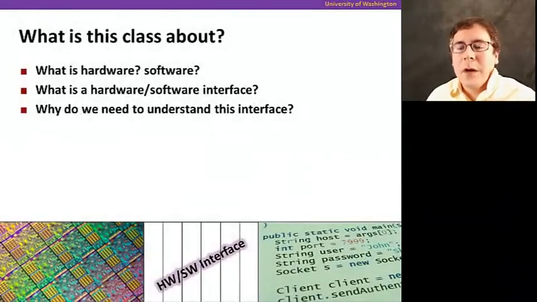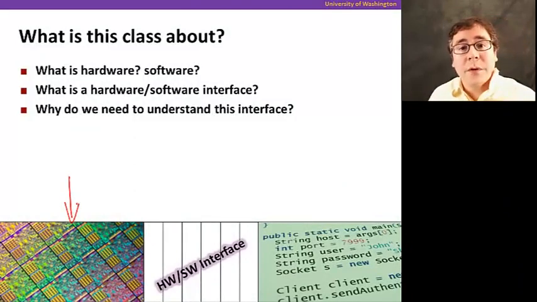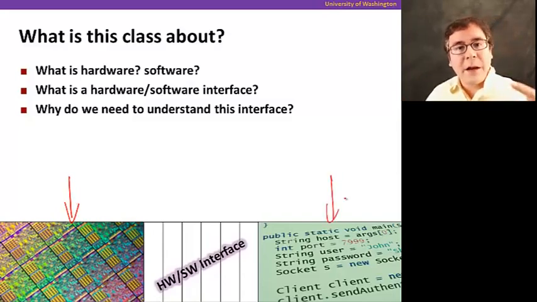So what is this class about? Well, this class is about the hardware-software interface. But to understand that, first let's see what hardware is. Hardware is a part of your computer made of atoms. It's the physical part of your computing device. And software is this thing made of bits, which is the program that runs on top of your hardware.